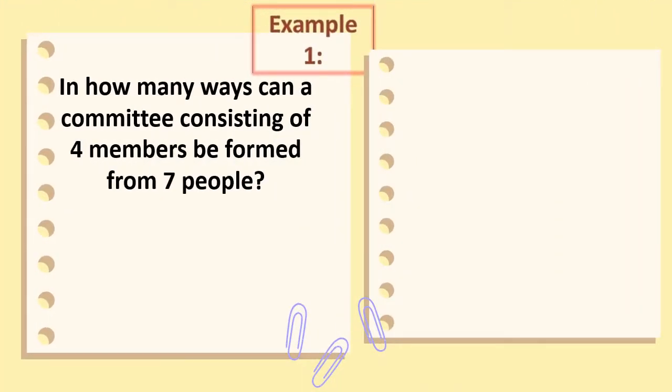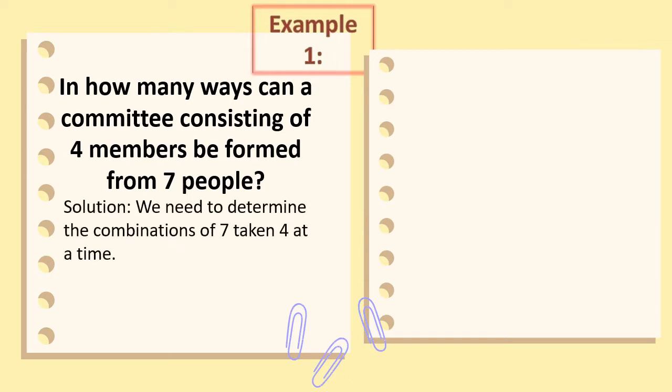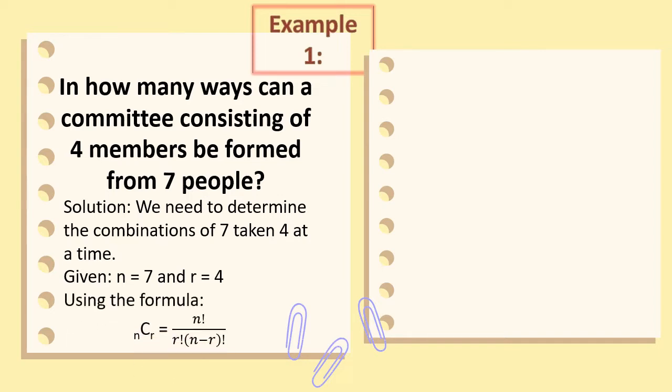Example number 1. In how many ways can a committee consisting of 4 members be formed from 7 people? Solution. We need to determine the combinations of 7 taken 4 at a time. So we have n equal to 7 and r equal to 4. Using the formula of combination, nCr is equal to n factorial over r factorial multiplied by the factorial of the difference of n and r. Let's substitute the given values.